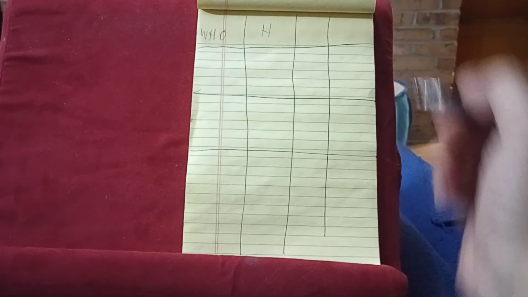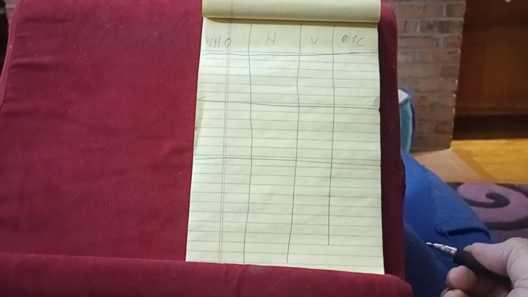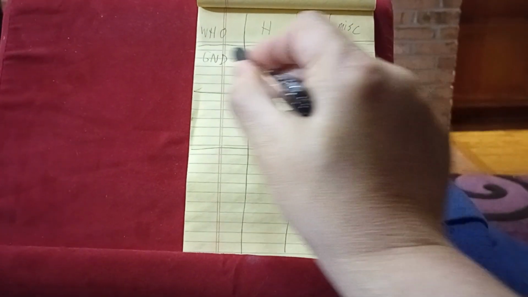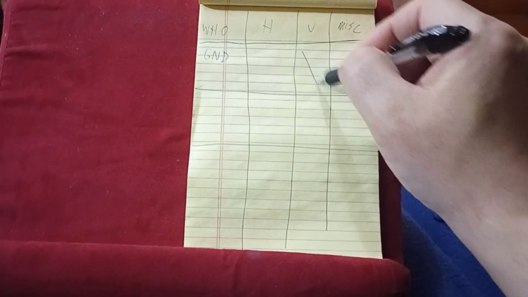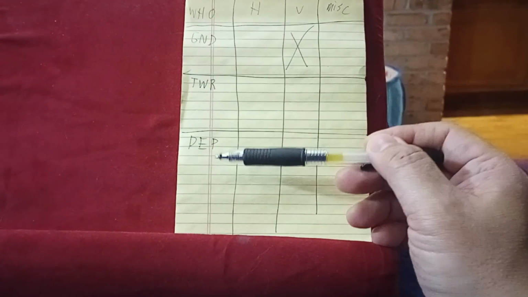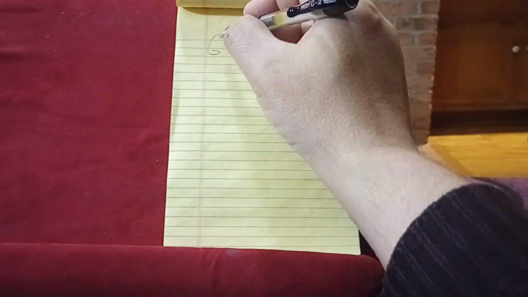Here's how I organize my information. Who I'm talking to, the horizontal information that they're giving me, vertical information, and a miscellaneous column. The first phase is going to be the ground controller. This is going to be all of my taxi instructions. There's no vertical information. I'll be talking to ground in the first phase, tower in the second phase, departure in the third phase. We'll get our ATIS, and then we will call for our clearance.